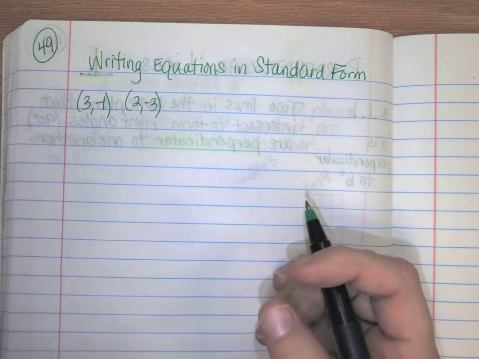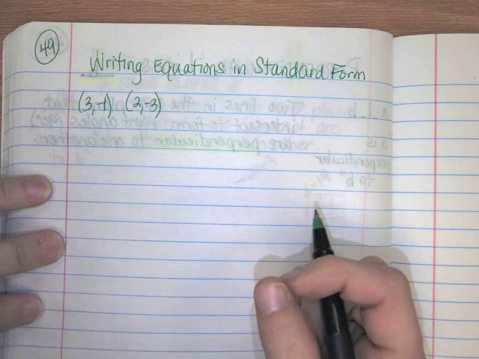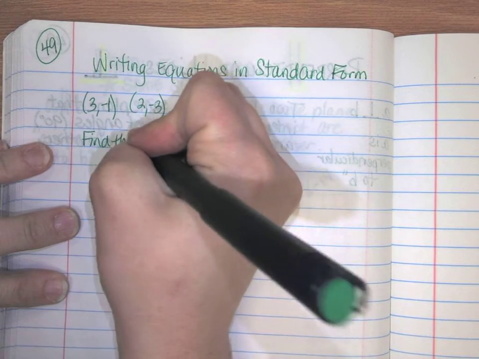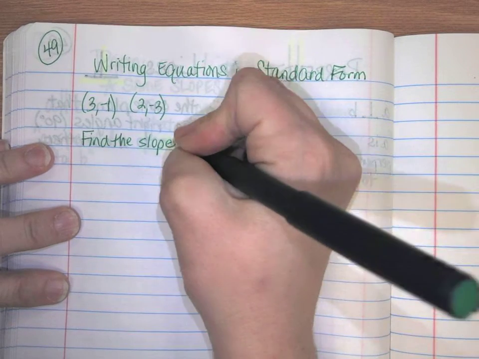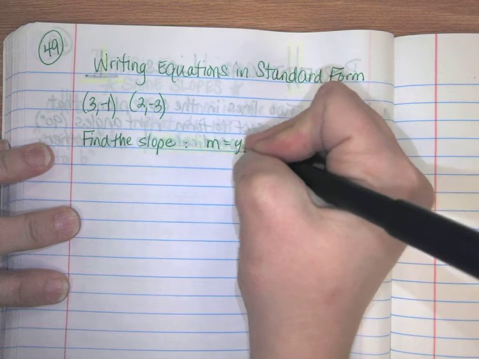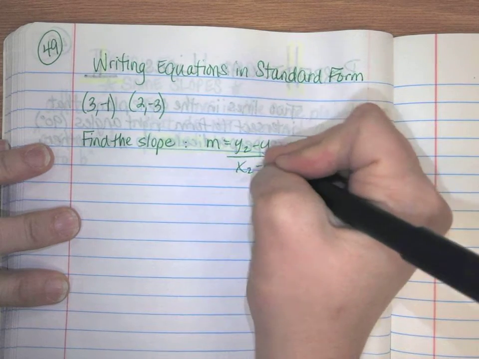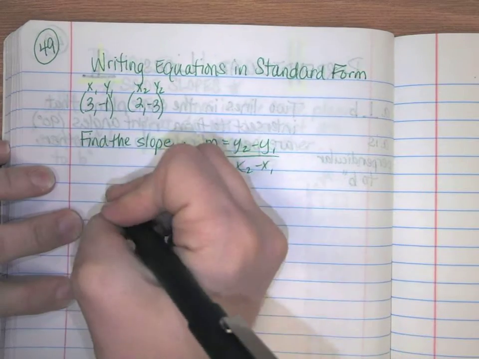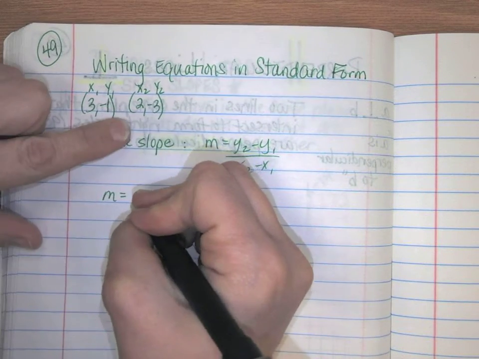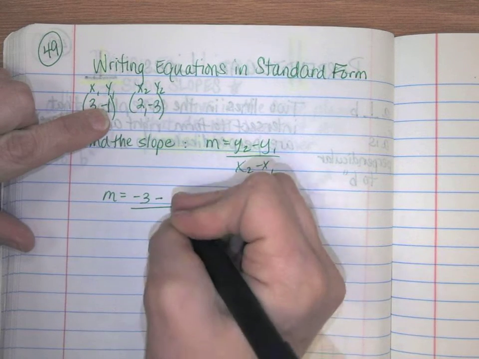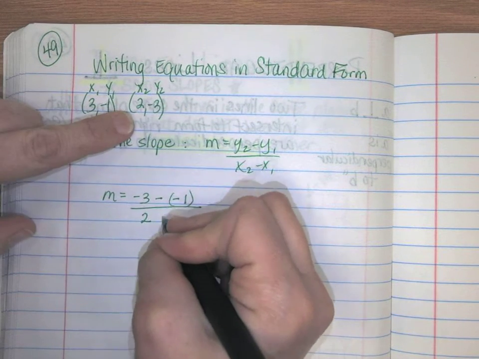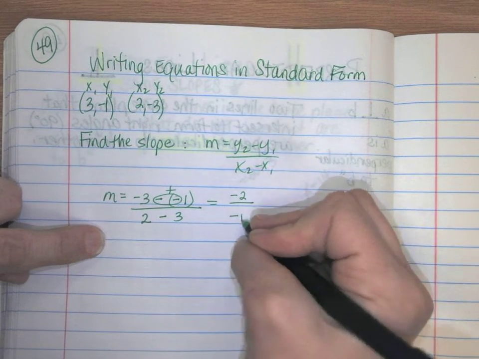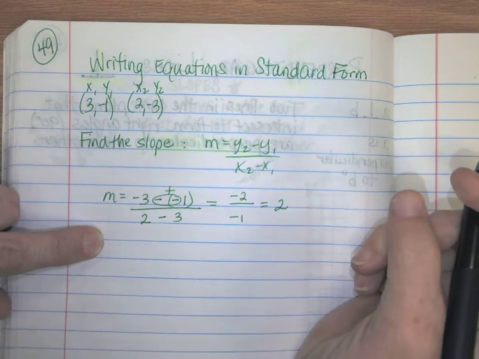And so there's a couple different ways that you can look at this. What we're going to do first is find the slope of this line. And we can find the slope using the slope formula. Okay, so we're going to do y2 minus y1 over x2 minus x1. And remember, this is x1 and y1, x2 and y2. So we're going to subtract our y's. So we're going to take -3 and subtract -1. And then we're going to subtract our x's, and we're going to do 2 minus 3. And when you simplify, you get -2 over -1, which means the slope of this line is 2.